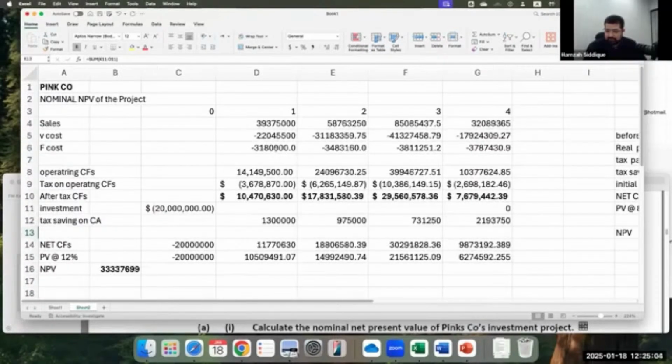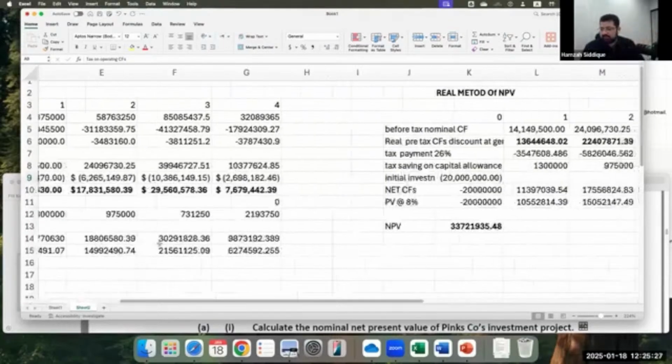Then put simple figures here. Sales minus cost, operating or taxable cash flows. You can write taxable cash flows as well. So net of it. Then tax on operating cash flows. Simple. Then after tax cash flows. Then tax saving on capital allowance. Simple net cash flow and present value at 12% nominal discount.